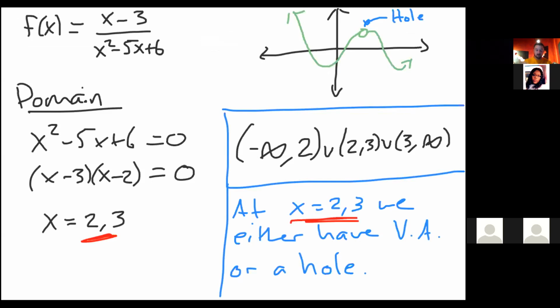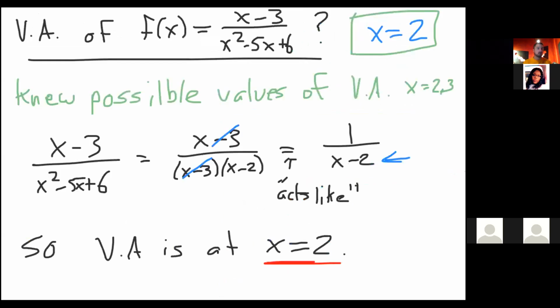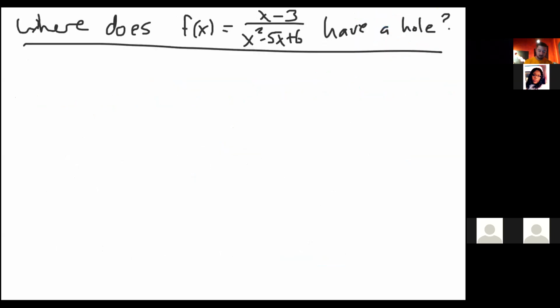And then we identified that at x being 2, we had a vertical asymptote. So if x being 3 is an issue point, it's either got to be a vertical asymptote or a hole, and we said it's not a vertical asymptote, then the answer's got to be that when x is 3 is where we have a hole. But why?